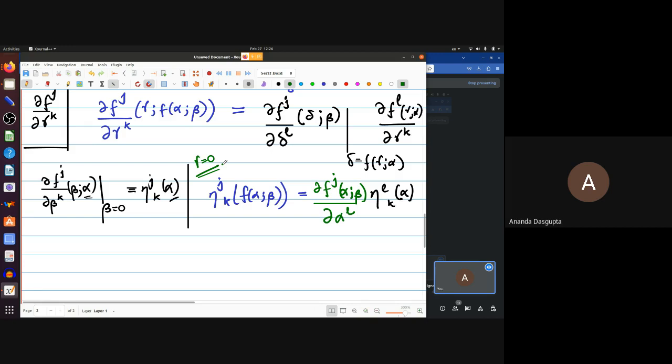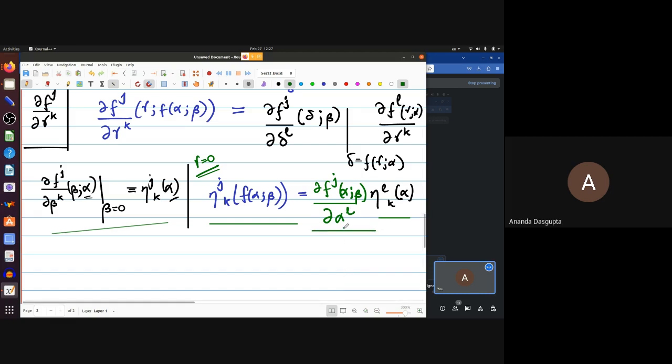Okay, but notice that this actually gives us a rather interesting result. What exactly are the eta jk's? They tell you how the function changes with the first argument when the first argument is at 0, right? That's what eta jk's do. Now, in this equation, you have eta jk on the left, evaluated at f, eta lk on the right, evaluated at alpha. And these are all rates at which the function f will change with the kth first component, but only at the argument equal to 0.